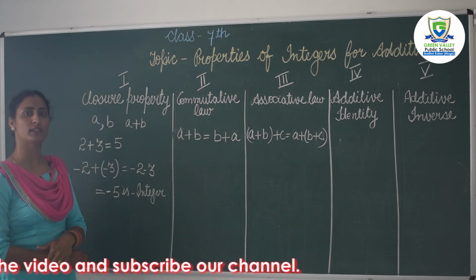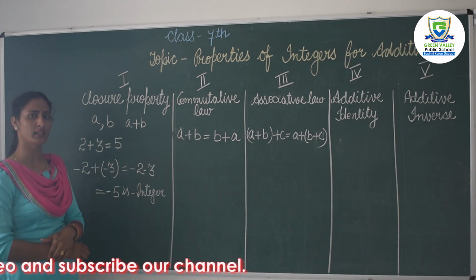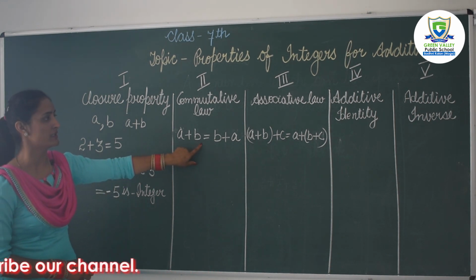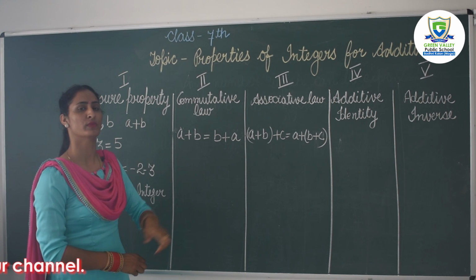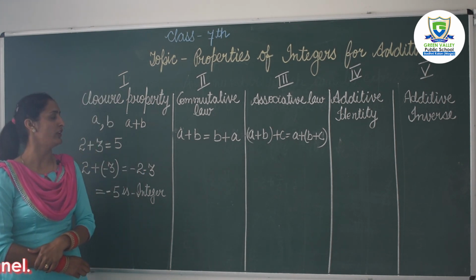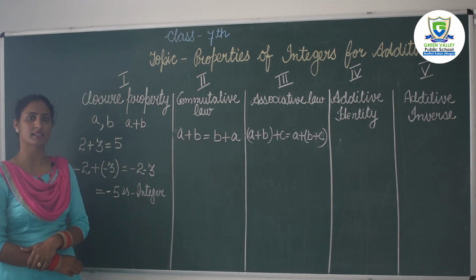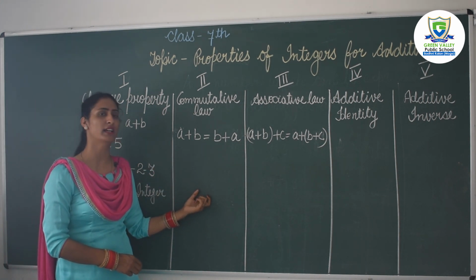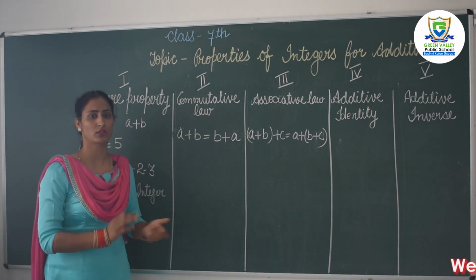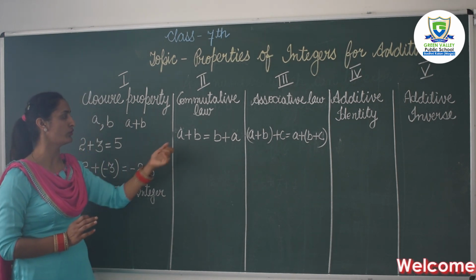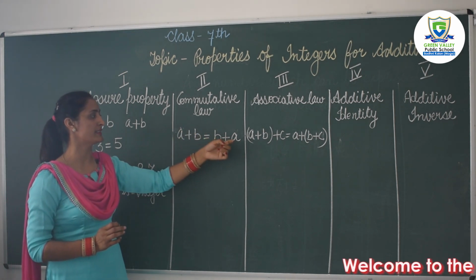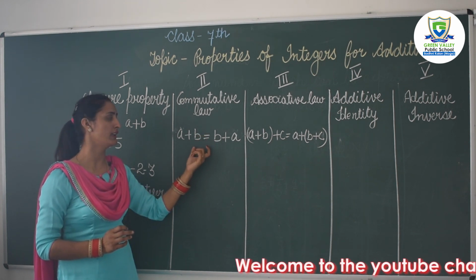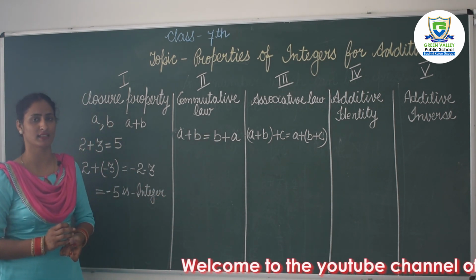Students, our next property is commutative property, and this property is a plus b equals b plus a. It means we can add two integers in any order and you will get the same answer in both the cases. The order can be changed. If you write the first number in the second place and the second number in the first place, then you will not get any change in the answer.